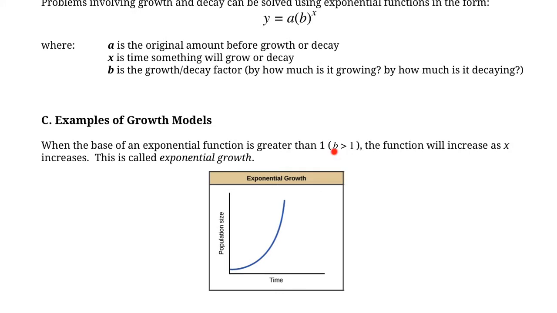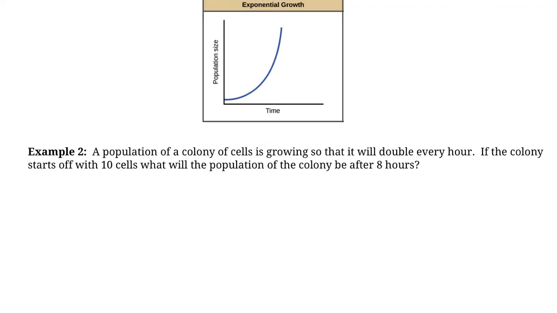When b is greater than 1, that means we have an exponential growth. So our function increases as our x values increase. So let's work on our first example of exponential growth. A population of a colony of cells is growing so that it will double every hour. If the colony starts off with 10 cells, what will the population of the colony be after 8 hours? We need to come up with an exponential function to model the exponential growth in this example. So let's actually make a table to help us. Our independent variable is going to be the time, and this is in hours.